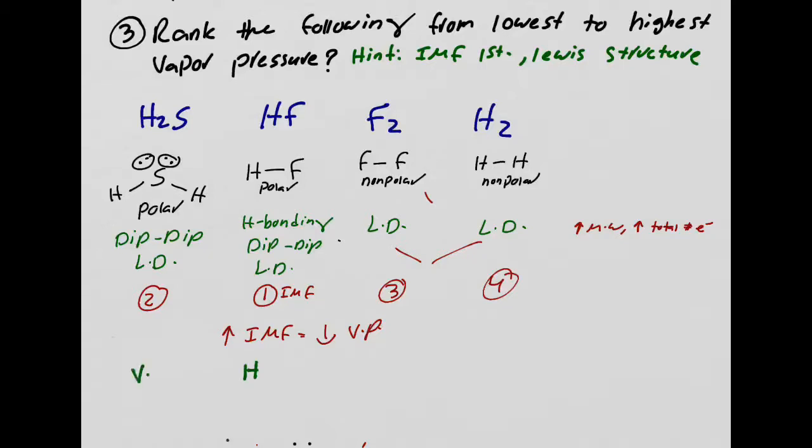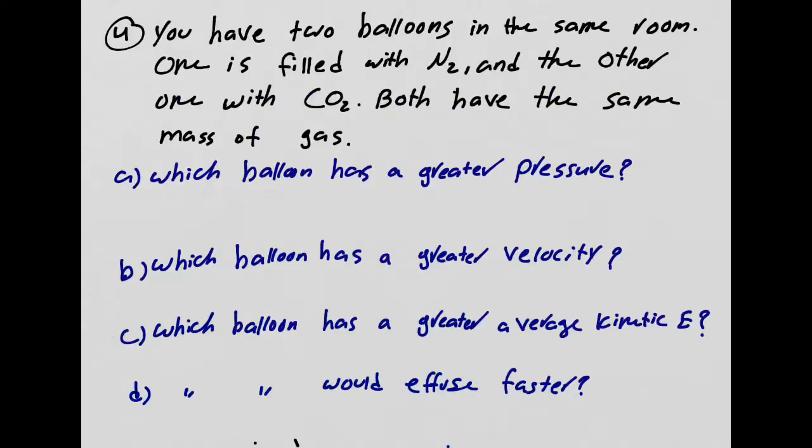So for vapor pressure, I would get H2. I'm sorry, give me one second. Yeah, H2 would be the highest one. I asked you to lower, so let me actually do what I had asked you to do. Give me one second. There we go. So the lowest one would be HF, and then after that is H2S, so the opposite. Then F2, and then H2 is the last one. So far so good? Okay, beautiful. Ready for the next one? We're just going to keep going.